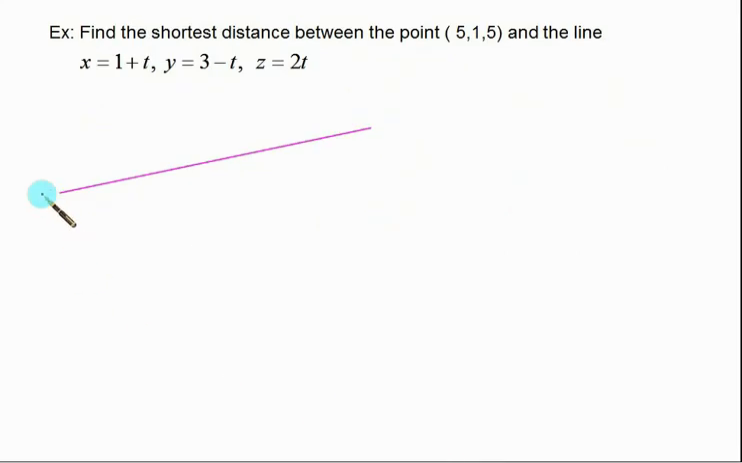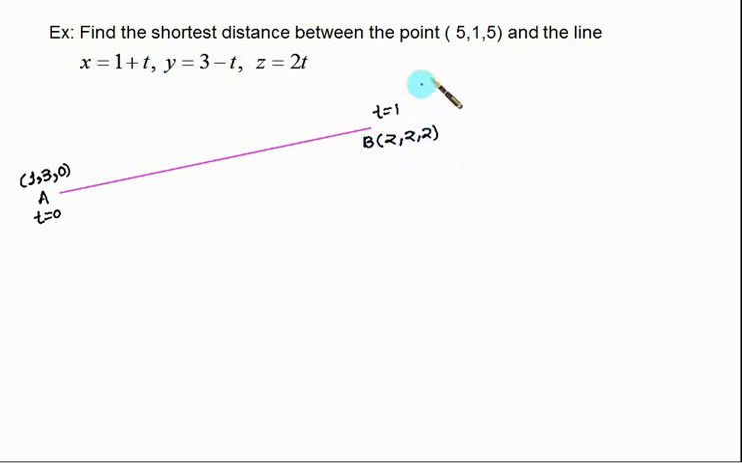Maybe they have given one line and they ask you to find the shortest distance. So here we have the equation of a line: x equal to 1 plus t, y equal to 3 minus t, z equal to 2t. And you want to find the shortest distance between this point and the line. So we will consider one point A at t equal to 0. I have selected t equal to 0 because it is very quick to calculate. So we will get x equal to 1, y equal to 3, z equal to 0. Similarly, we can find t equal to 1 very quickly. So we get the coordinate of point B as 2, 2 and 2.